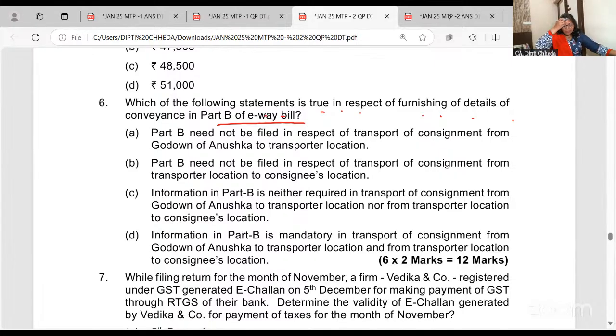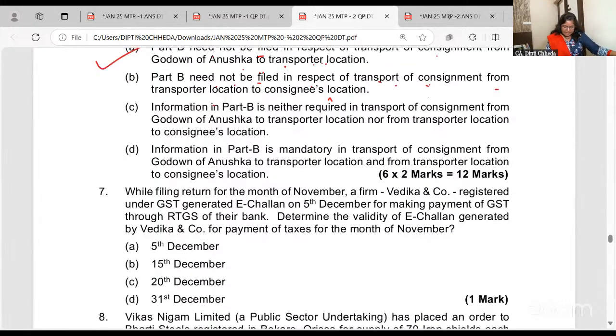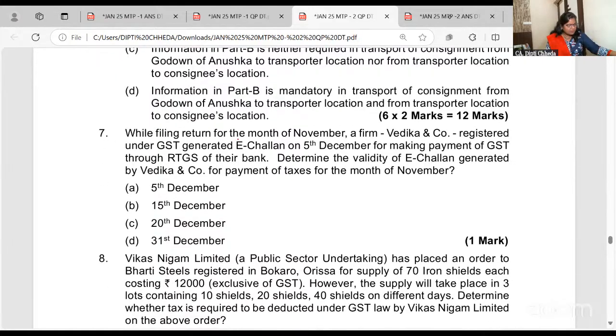Part A is mandatory. Part B is to be filled in some cases where the distance is more, right? Okay. So Part B need not be filled in respect of transport of consignment from Anushka to transporter because it is less than the limit kilometers. Part B need not be filled in respect of transport of consignment from transporter to consignee. No, it has to be filled because it's more than the limit. So the answer is the first one. Next, which of the following return? Oh, it's over. No, the case scenario is over now.